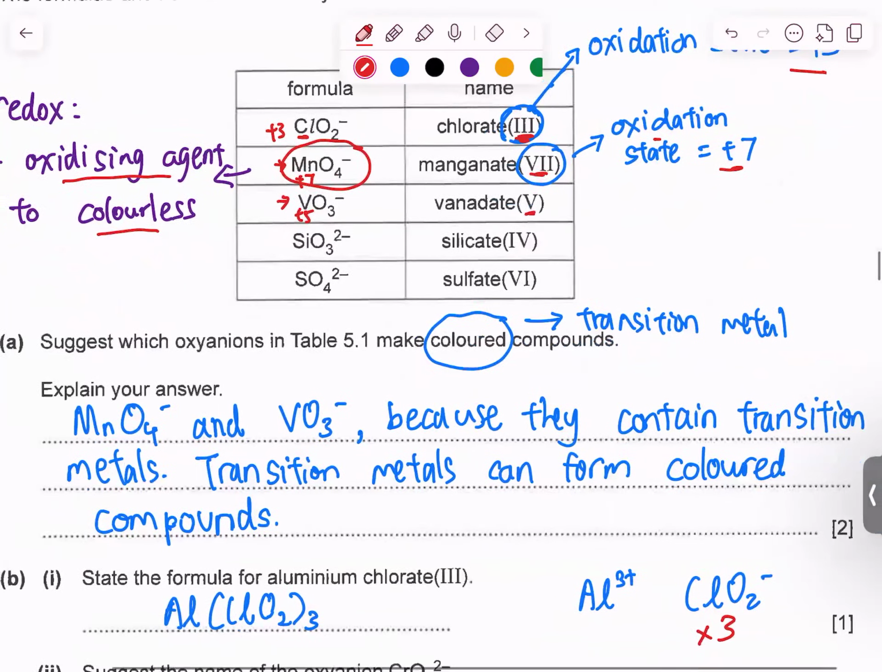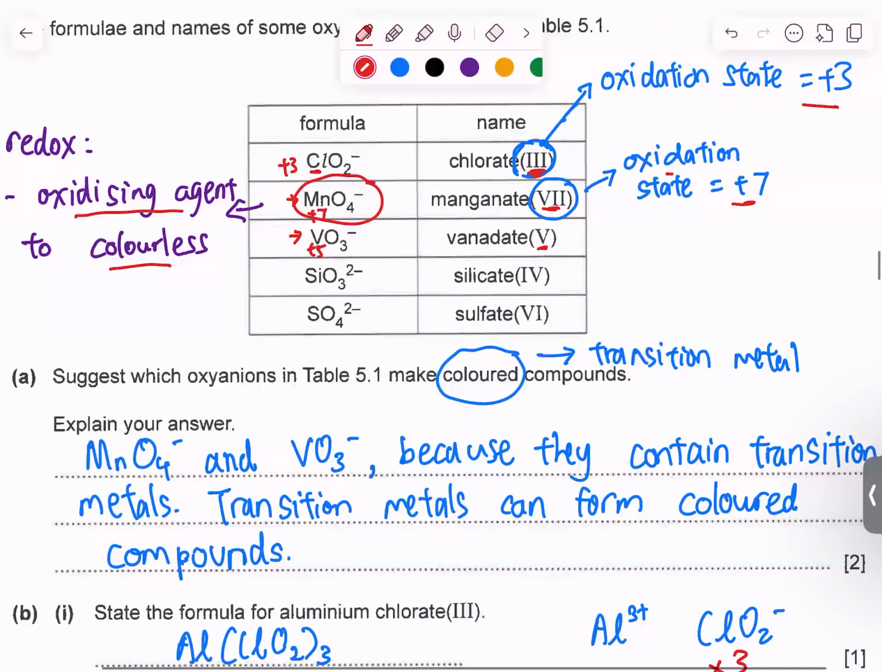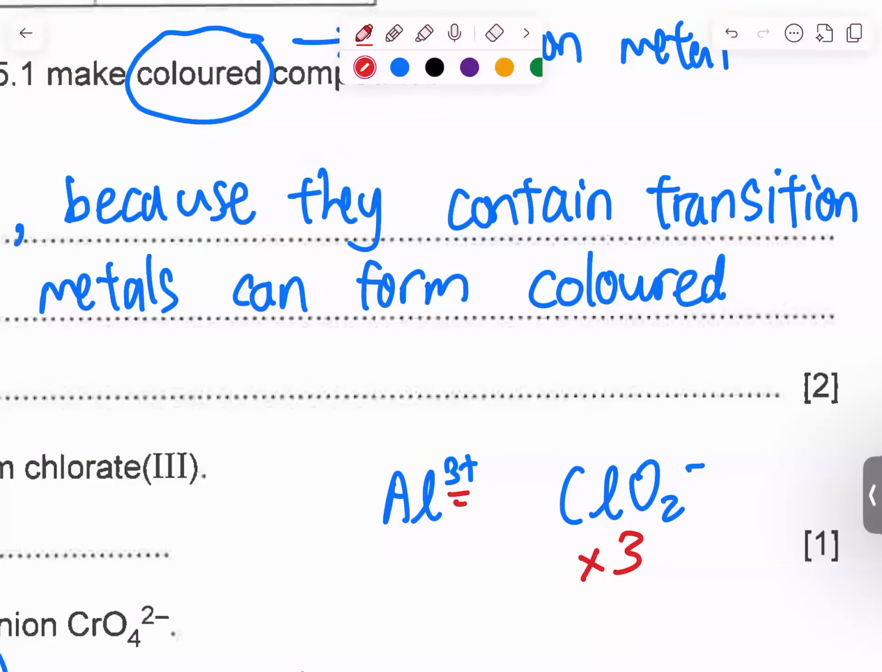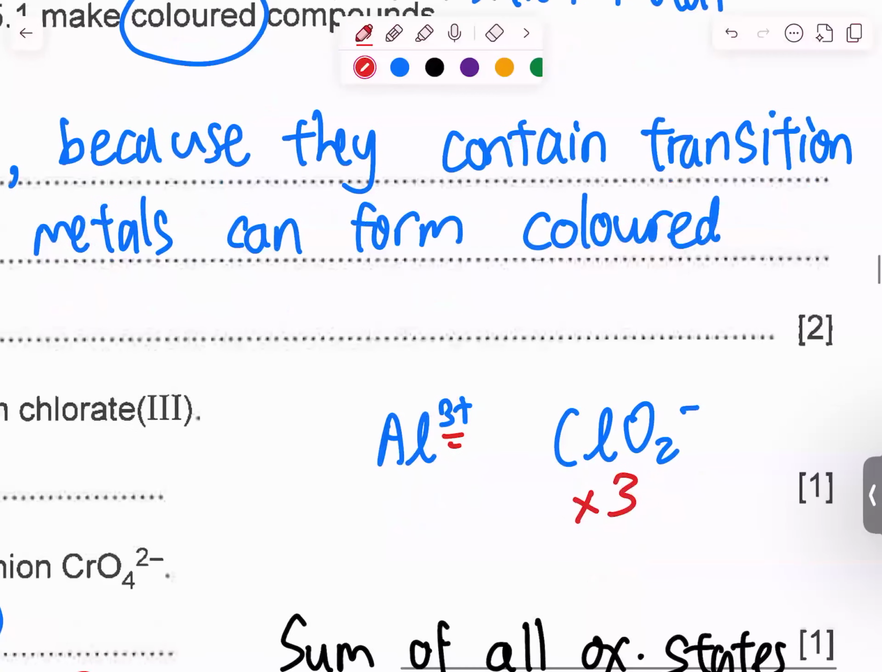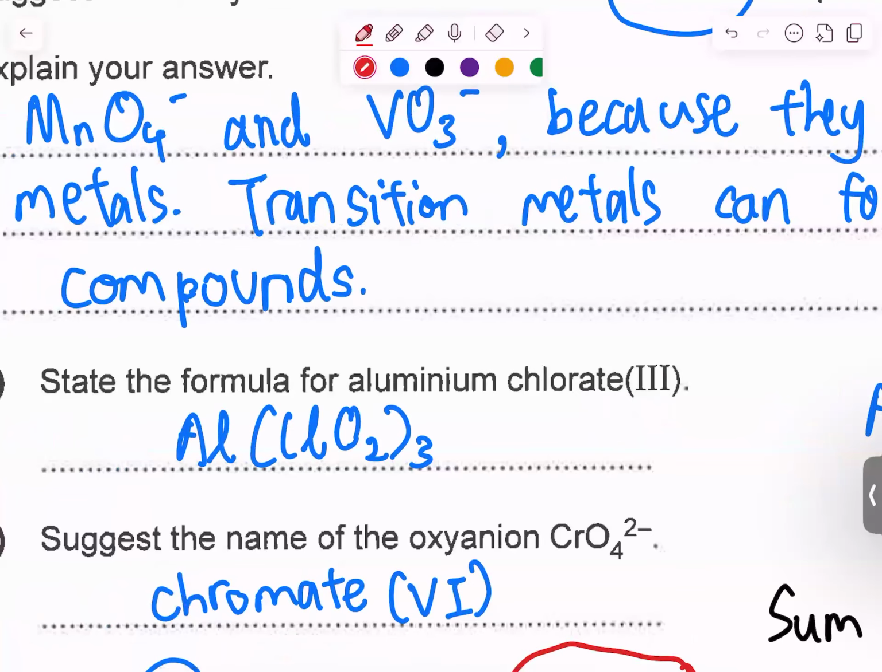Okay, next, state the formula of aluminum chlorate. So chlorate has an overall charge of -1, and aluminum has an overall charge of 3 plus. So how many chlorate ions do I need? I need 3 chlorate ions to balance out the 3 plus. So this will be the formula.